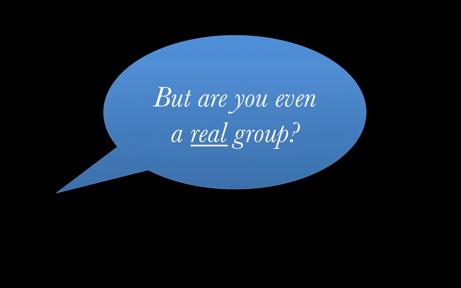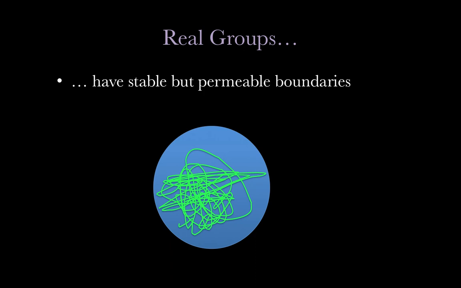So there are two rules. Let's talk about the first one. Real groups, real bona fide groups, have stable yet permeable boundaries. How they interact within those boundaries is largely up to them, and it is a cluster, and it can be messy, but in general there are boundaries. To be a member of a group, you need to fit within this blue circle. How you fit is up to interpretation, but you need to be a member of this circle.